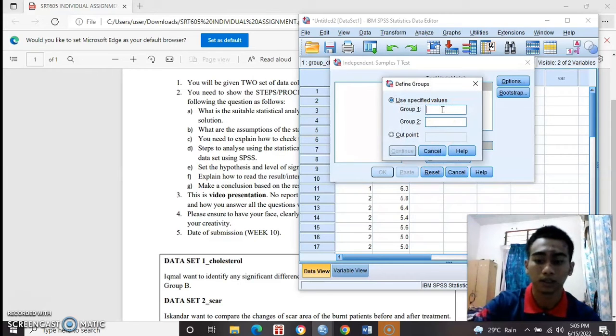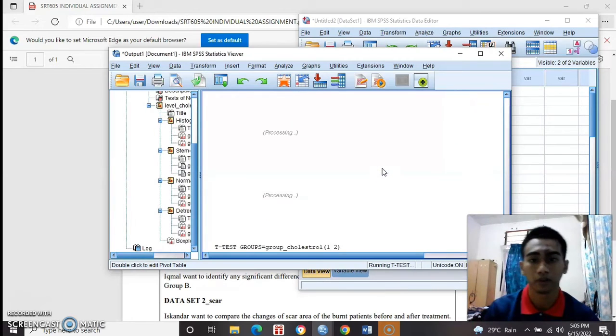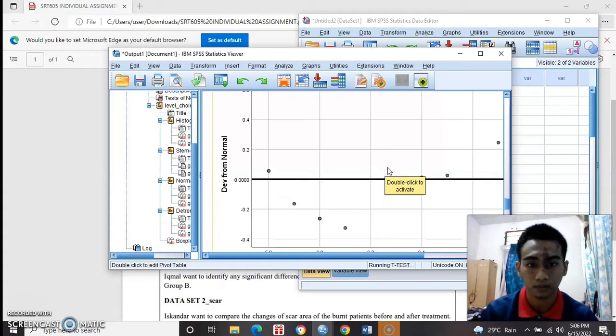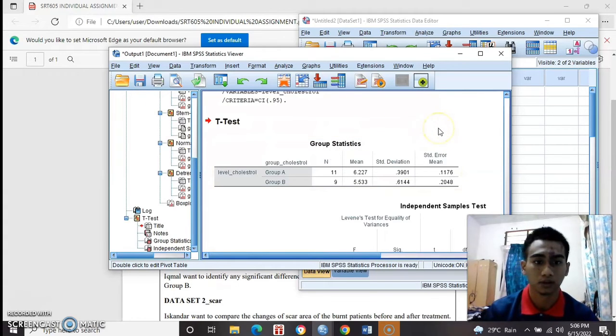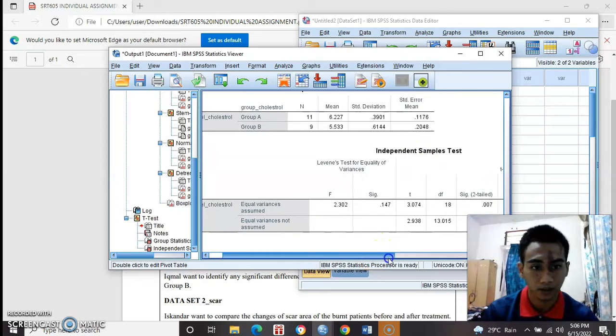Group 1 is for group A, so we put 1, and group 2 is group B, we put the number 2 and continue, and we click OK and wait for the output. Right, so for the independent samples t-test, we will look at the independent samples test.